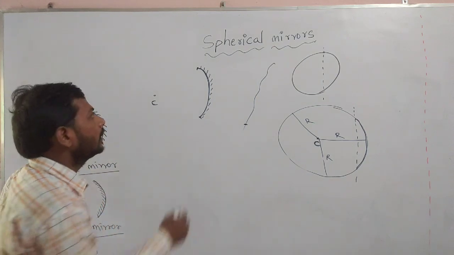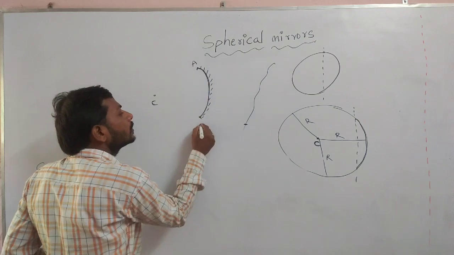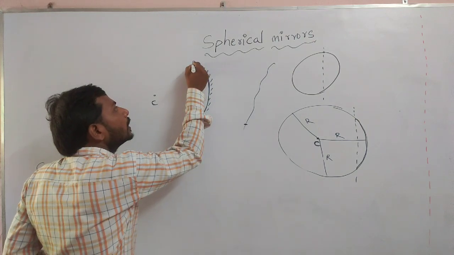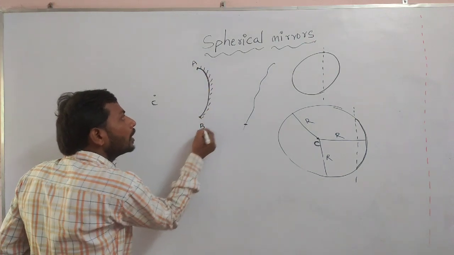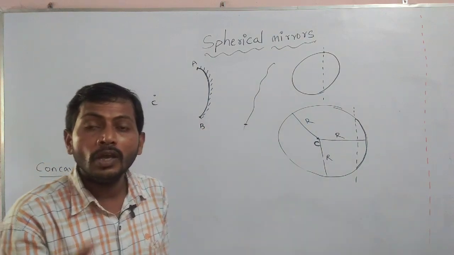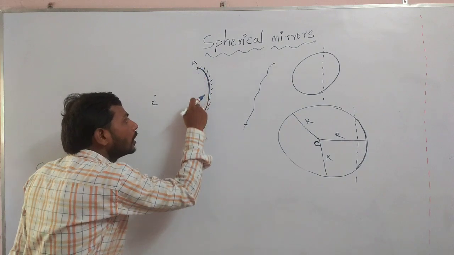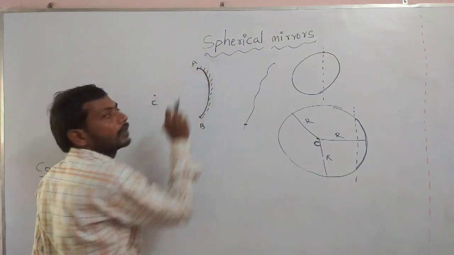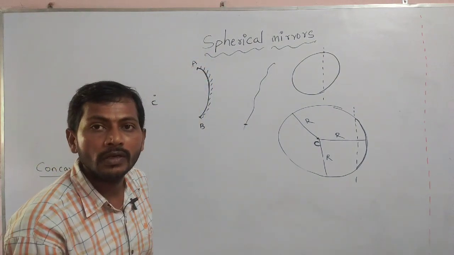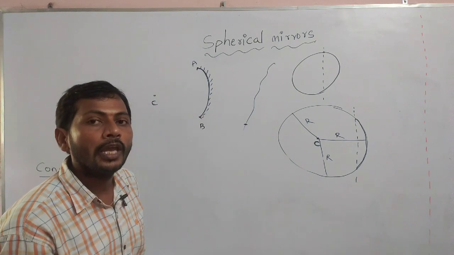Length of the curvature means the length from where to where, Nana? Length from A to B. But when you say A to B, you will get one confusion. Sir, shall I take A to B straight or in the curved one? You have to take it in the curved one.